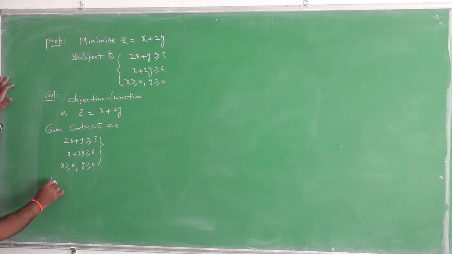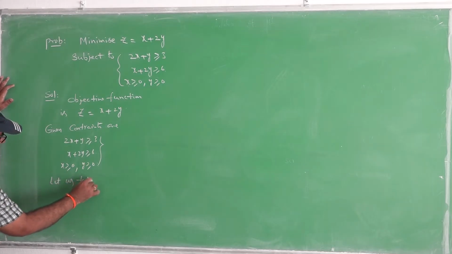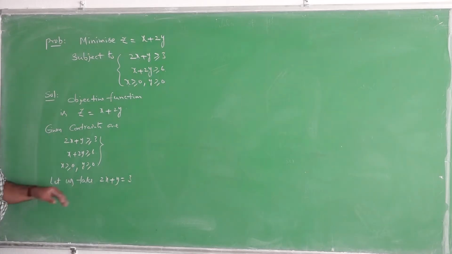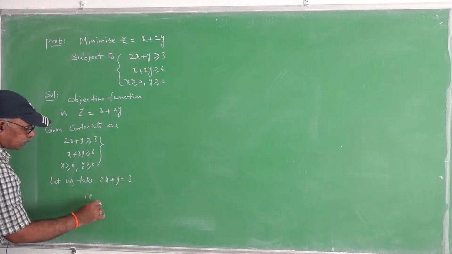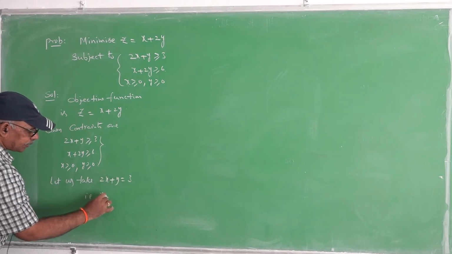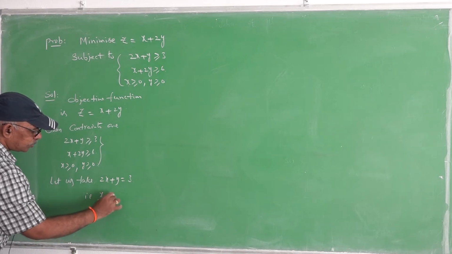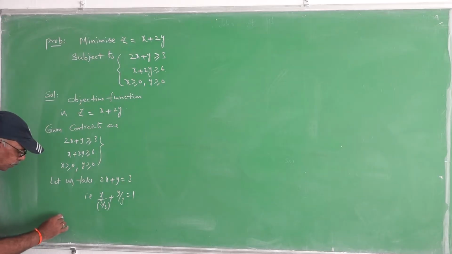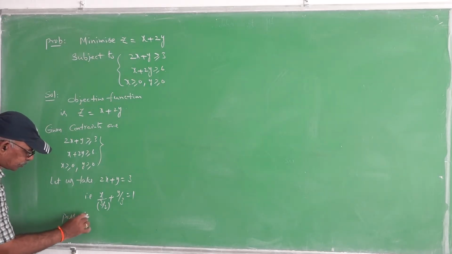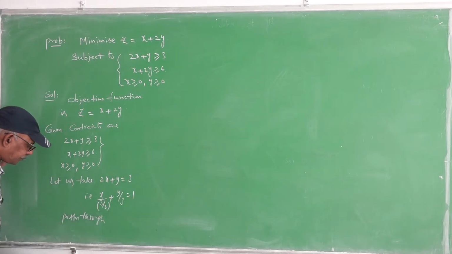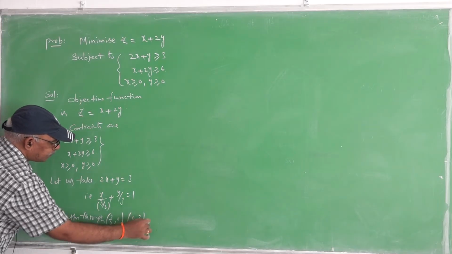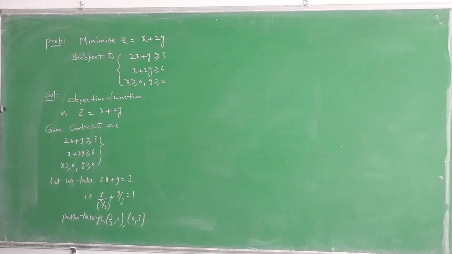So let us take the line 2x plus y equal to 3, the first one. Instead of inequality, I am taking equality here. That is, by dividing with 3, we get x by 3 by 2 plus y by 3 equal to 1, the intercept form of this line. This line passes through 3 by 2 comma 0 and 0 comma 3. This is the first line.